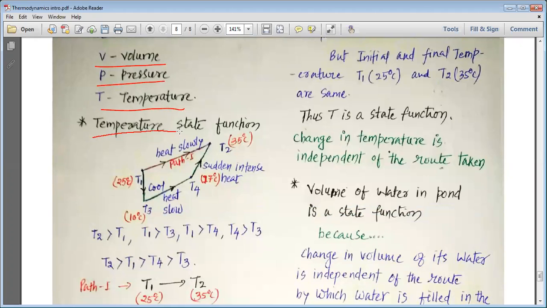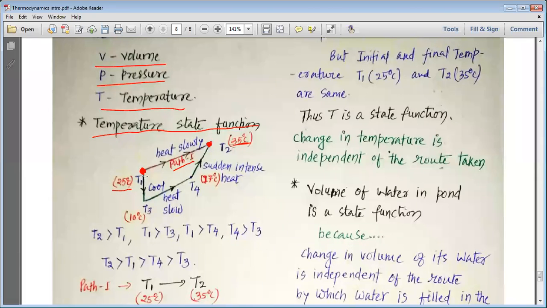Temperature as a state function, let us study. Now, we have two main points. The first point is T1, and the second temperature you need to reach is T2. You can move from T1 to T2, which is known as path 1. You slowly heat the system which was at 25 degrees centigrade, and turn it to 35 degrees centigrade. You slowly heat it from outside, and then you go from T1 to T2.